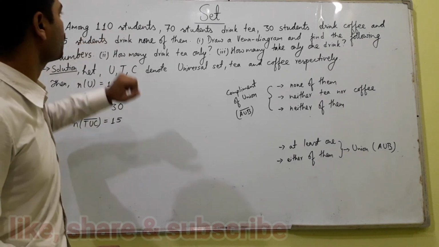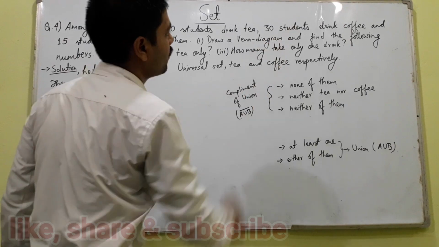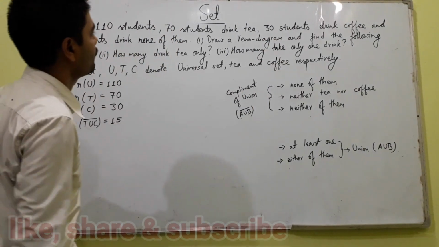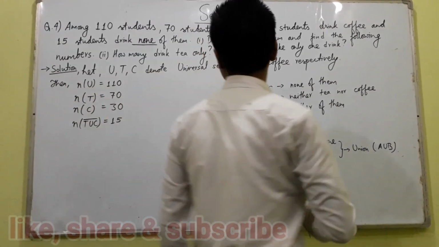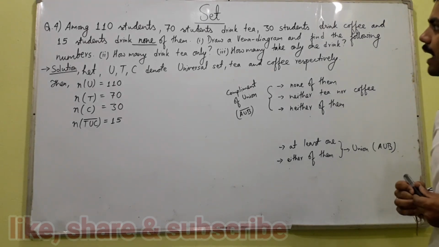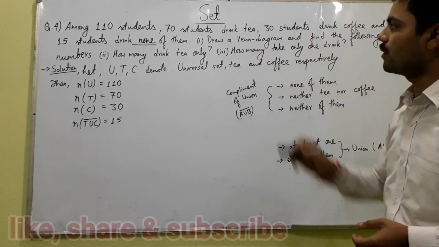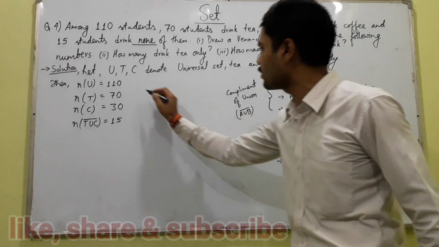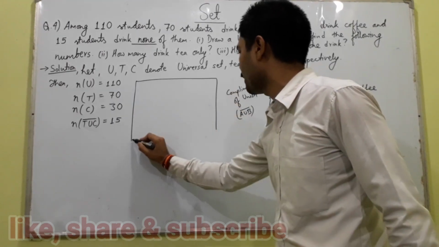Among 110 students, 70 students drink tea, 30 students drink coffee, and 15 students drink none of them. So here is the phrase "none of them". You must first understand what it means. It means they drink neither tea nor coffee. It means they are out of the list, or you can say when you make a Venn diagram, they are out of the group.